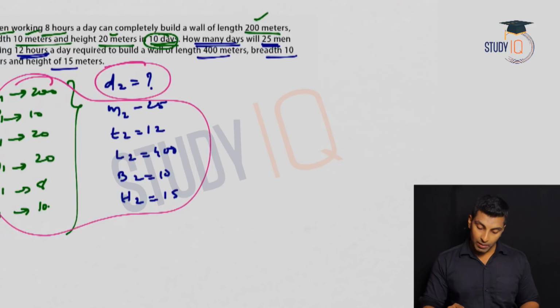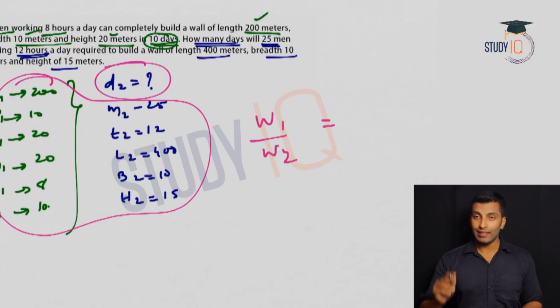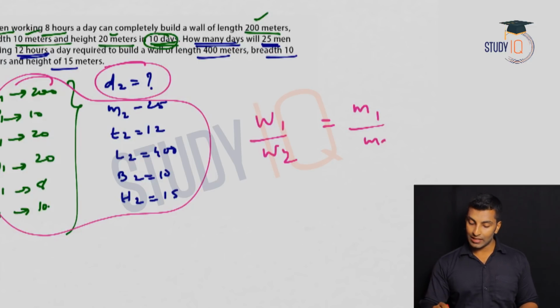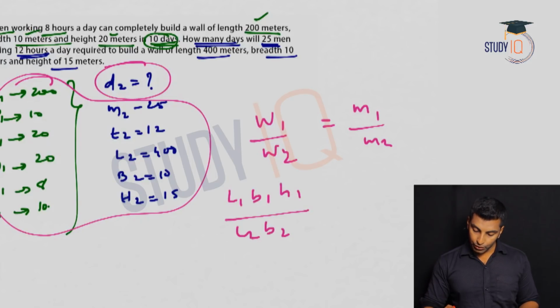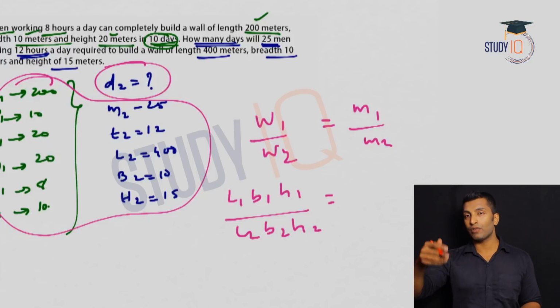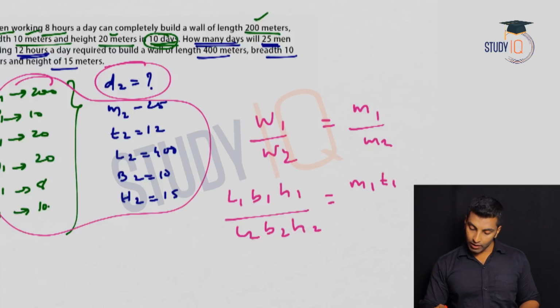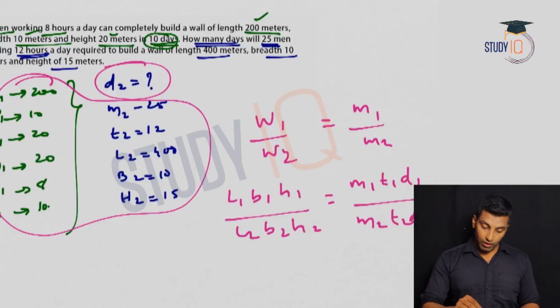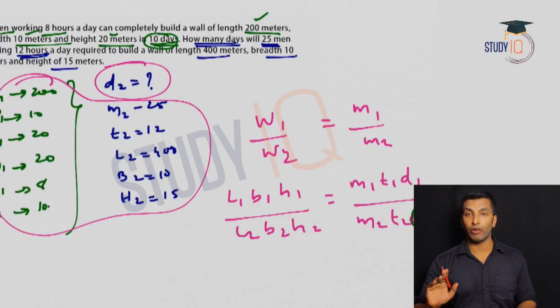So how to remember? Work 1 by work 2 is equal to the men concept. You can just remember it like M1 by M2. But when I say work, it involves L1, B1, H1 by L2, B2, H2. When I say men, that involves time, days and men also. So M1, T1, D1 divided by M2, T2, D2. The unknown is D2, so you can cross multiply and get the answer.